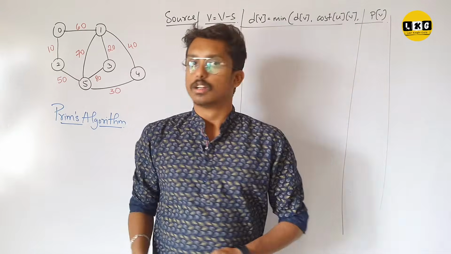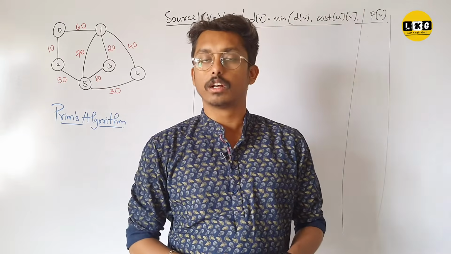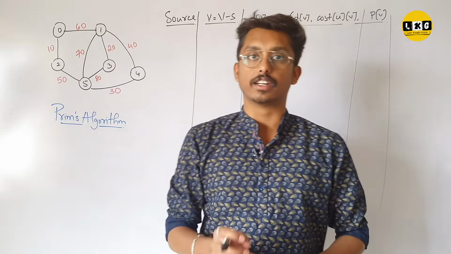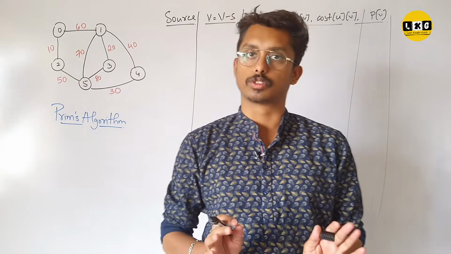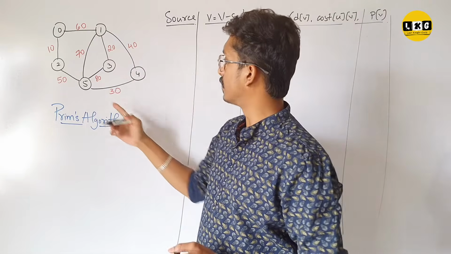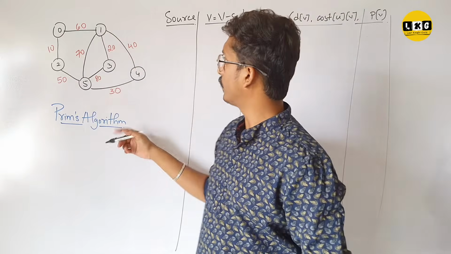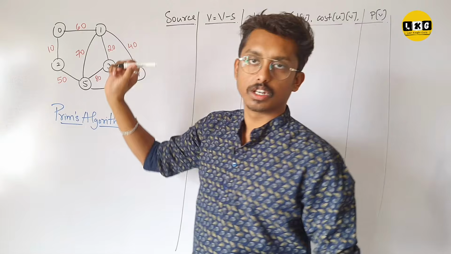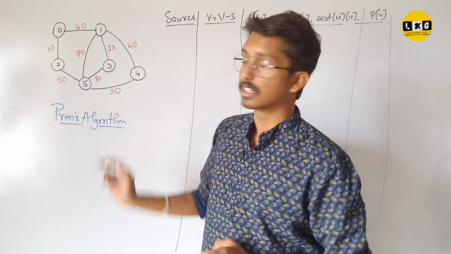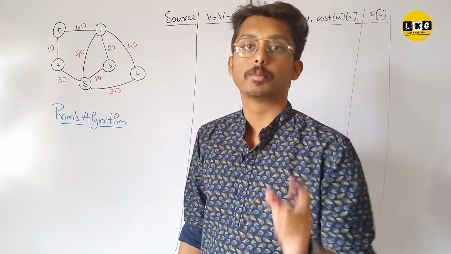First, we need to choose a source. The source will not be given in Prim's algorithm; you need to find which one can be the possible source. Looking at this graph, it is a cyclic, weighted, undirected graph. Which two nodes have the minimum cost? Why are we finding the minimum cost? Because this algorithm comes under the greedy technique, and in the greedy technique we find the minimum cost first.